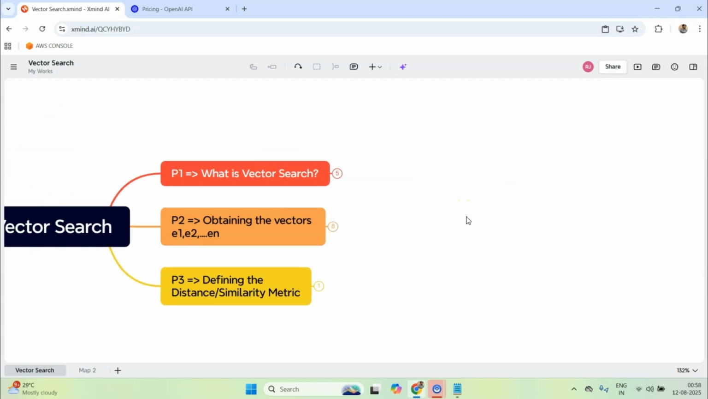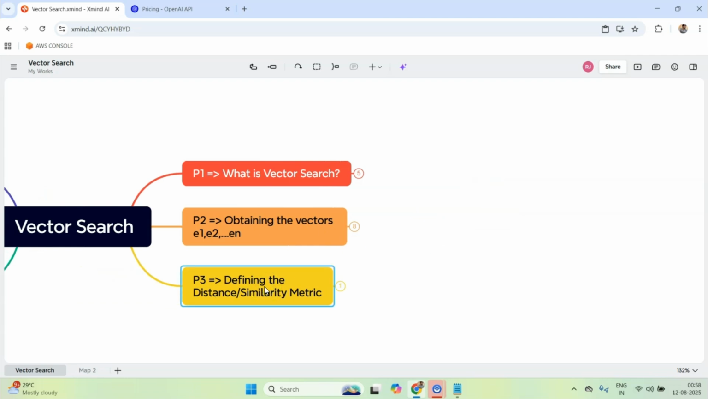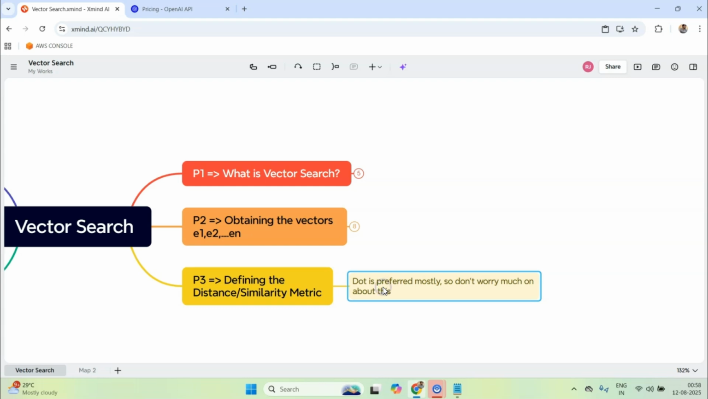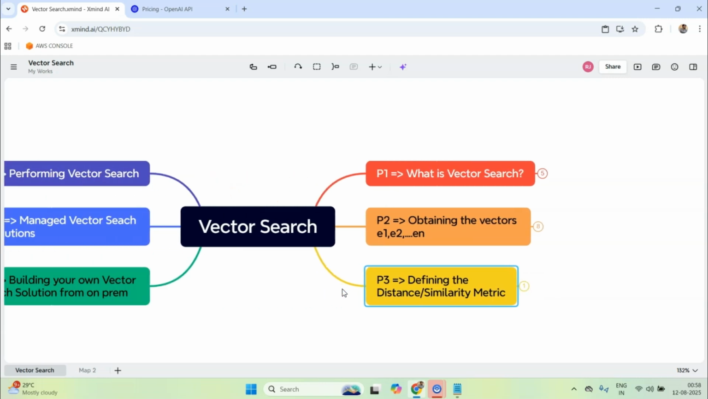Okay, then the third problem in thinking about vector search is choosing a distance or similarity metric. You don't have to worry much about this, because nowadays the way embeddings are generated, only dot product is preferred and used even in managed solutions. So you don't need to worry about this that much. Just go with dot product.